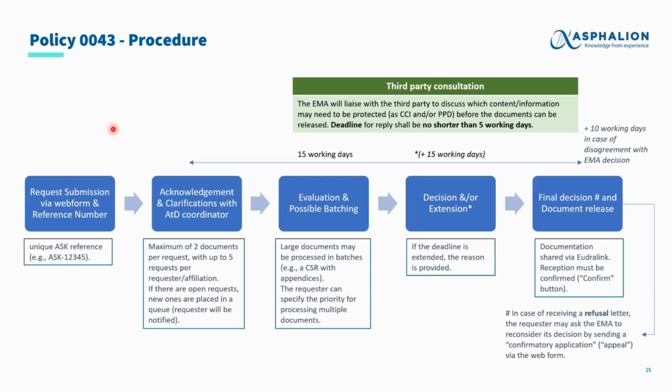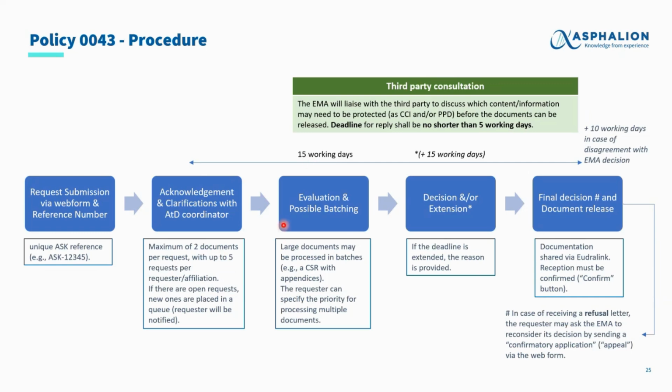This is the procedure for Policy 0043. So you submit the request via the web form, and you will receive a reference number. Then the requester will receive the acknowledgement and, if applicable, a request for clarifications from the access to documents coordinator.